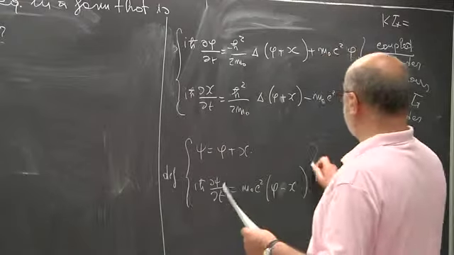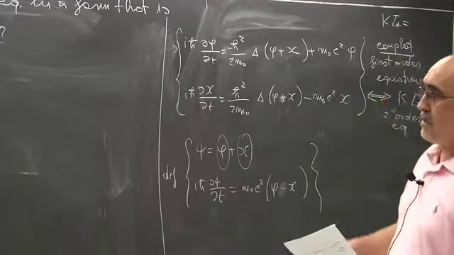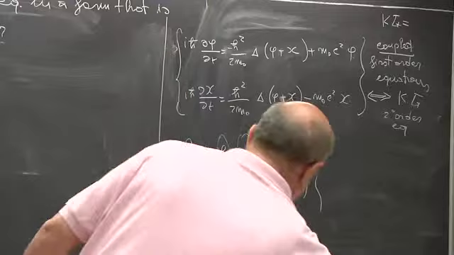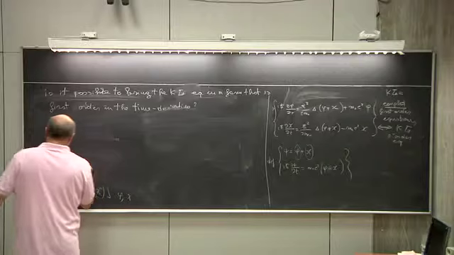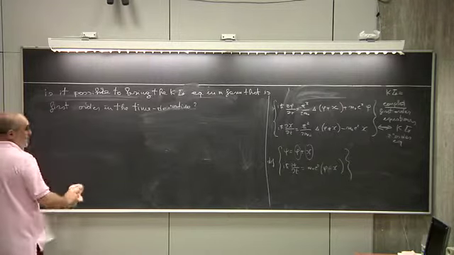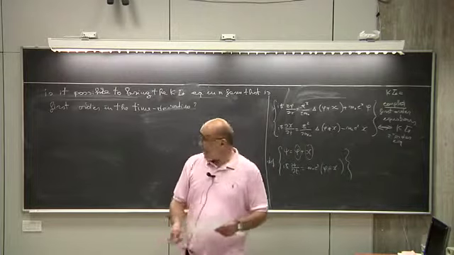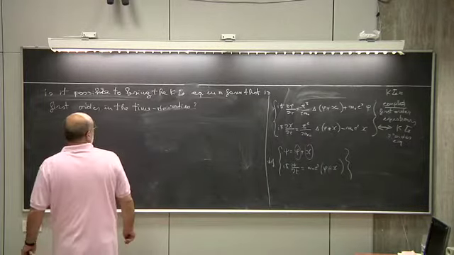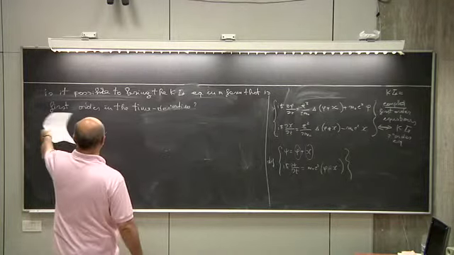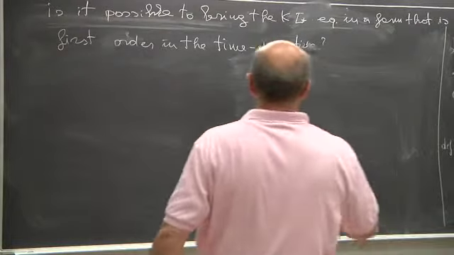Okay, so this is the definition of these two new fields. Thanks to these fields, I can write the Klein-Gordon as a coupled system. Now, is there a way to write these two equations in a more compact form? Yes, there is. Remember that we are still answering: is it possible to bring the Klein-Gordon equation into a form that is first order in the time derivative? The answer is positive.